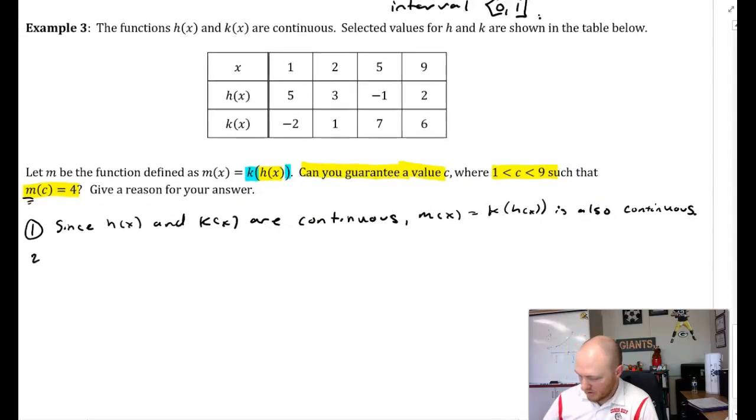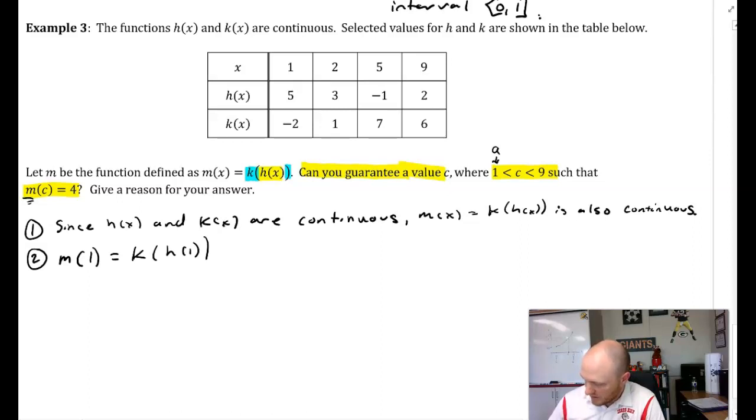Condition number 2, I now need to evaluate the endpoints. So I want m of, and I'm going to check my interval here. So here's a, here's the starting point, 1. So what's m of 1? I'm going to plug that in. So this is k of h of 1. Okay, and I'm going to do inside out when I'm evaluating. So I start with h of 1. What's h of 1? Well, on my x value, I'm going to find 1. And then here's h. So h of 1 is equal to 5.